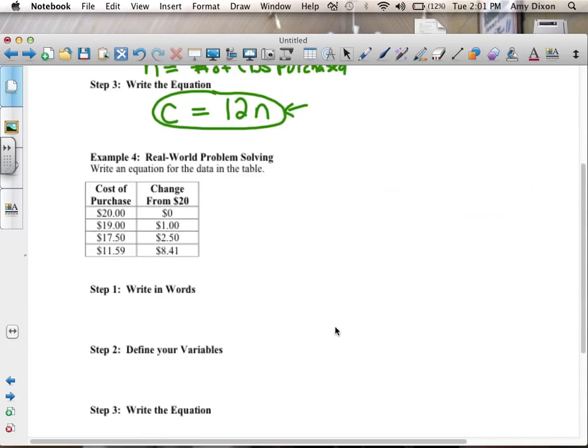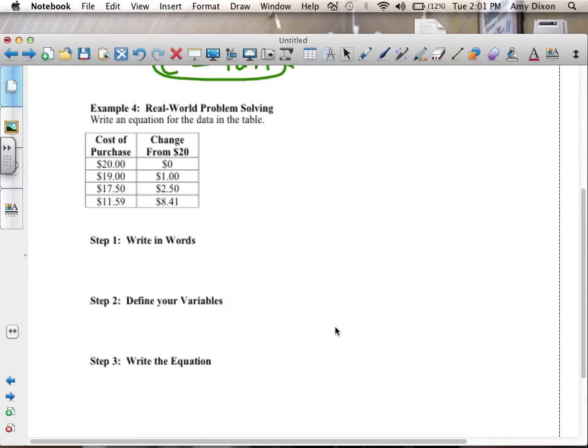All right, so let's look at this last example here. We have a chart: cost of a purchase, and then change from a 20. What this means is you're going into a store, you're purchasing something, you pay with a 20, and then you get money back. So this is the cost of your purchase, and this is the change from a 20. You're giving the clerk a $20 bill, and you're getting change back.